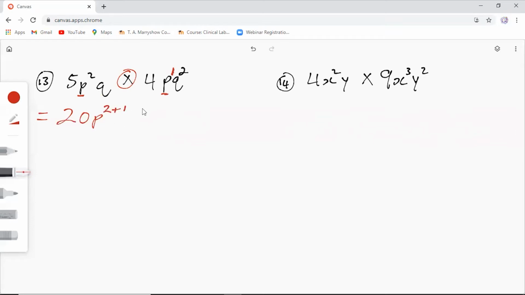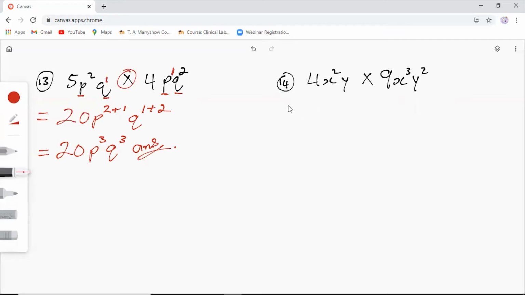And then the q times q squared. q is the same as q to the power of 1. So it's the same as q to the power of 1 plus 2. Now we simplify that. We bring down the 20. p to the power of 2 plus 1, that's p cubed. q to the power of 1 plus 2, that is q cubed. And that's our answer there, 20p cubed q cubed.